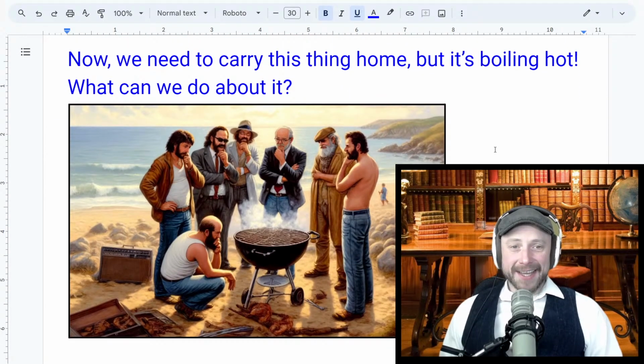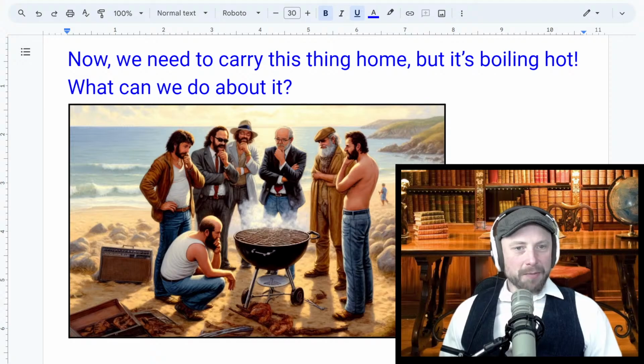We need to carry this thing home. So for those people who were here at the start of class, you know that we carried the barbecue from my home to the beach. That was a 20-minute walk, but now the barbecue is boiling hot, scorching hot. If we touch it with our hands, then we'll burn our hands off. That doesn't sound like a good idea.